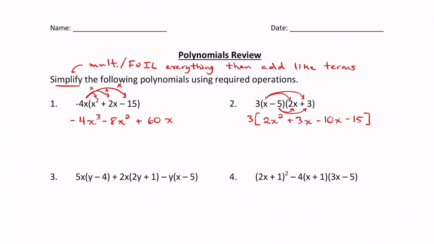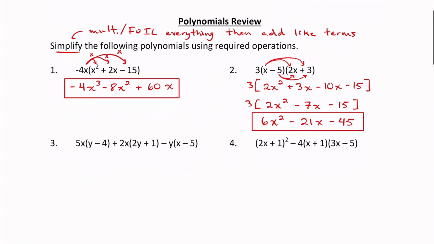Okay, from there we can group these two like terms here in the middle, plus 3x and a negative 10x. And then lastly we can multiply the 3 into each one of these. Okay, so that one's done.